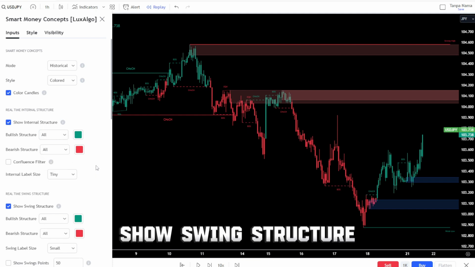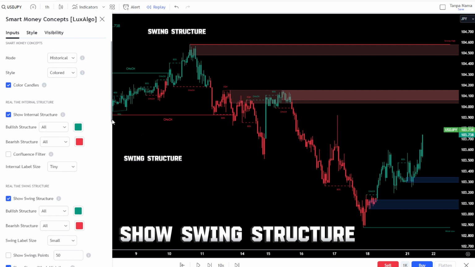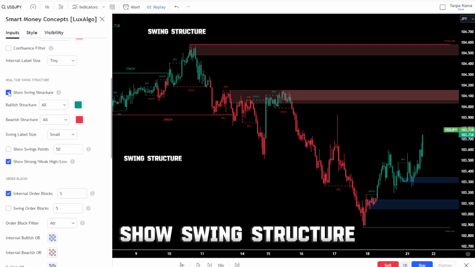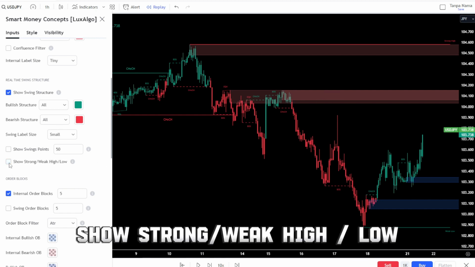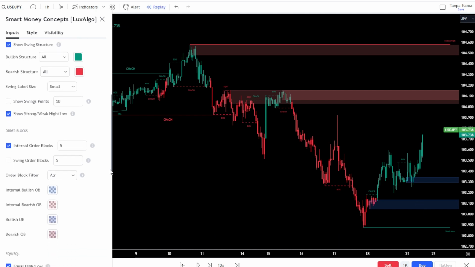5. Show swing structure. Similar to the previously discussed internal structure, but the difference is that internal structure provides real-time data, whereas show swing structure utilizes a larger time frame. 6. Show strong, weak high, low. If you activate this option, the indicator will mark the areas of strong high and low prices.